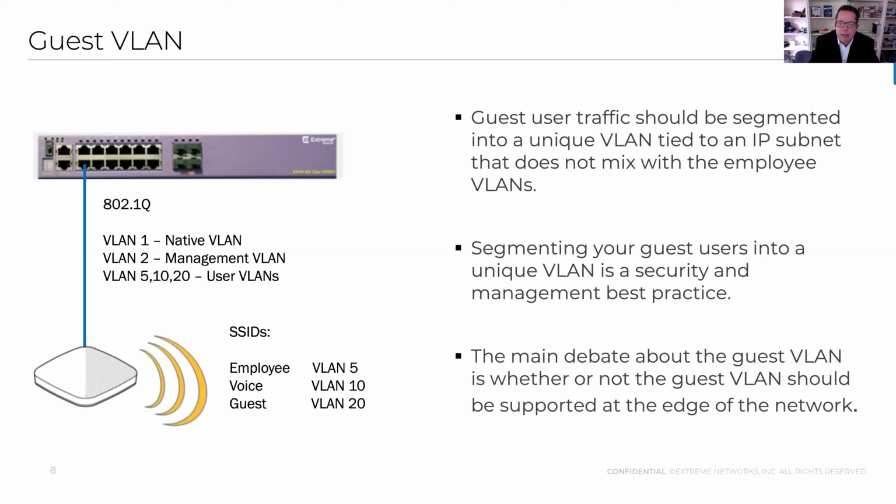The main debate has always been whether or not the guest VLAN should be supported at the edge of the network, like you kind of see in this diagram right here. Maybe you have all the user VLANs trunked at the edge of the network going to your cloud access point, for example. But that's not the only way. There's always more than one way to skin a cat.